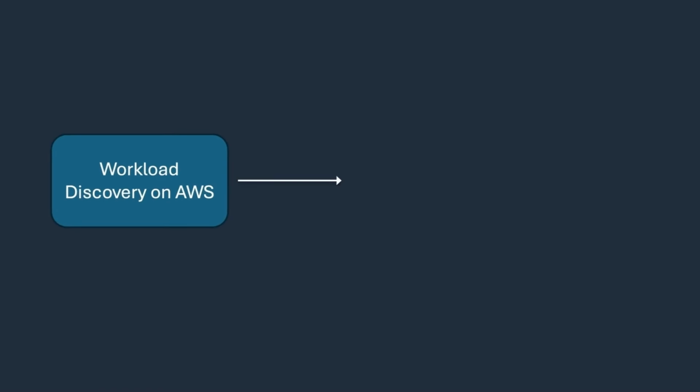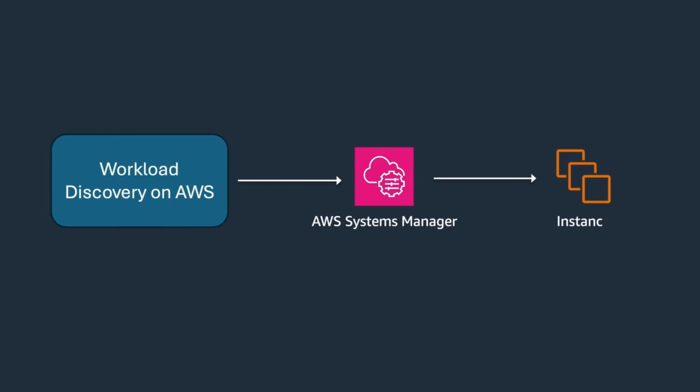AWS Systems Manager is key for automated patching and compliance, ensuring everything stays secure. It acts like a central hub for managing your AWS resources.